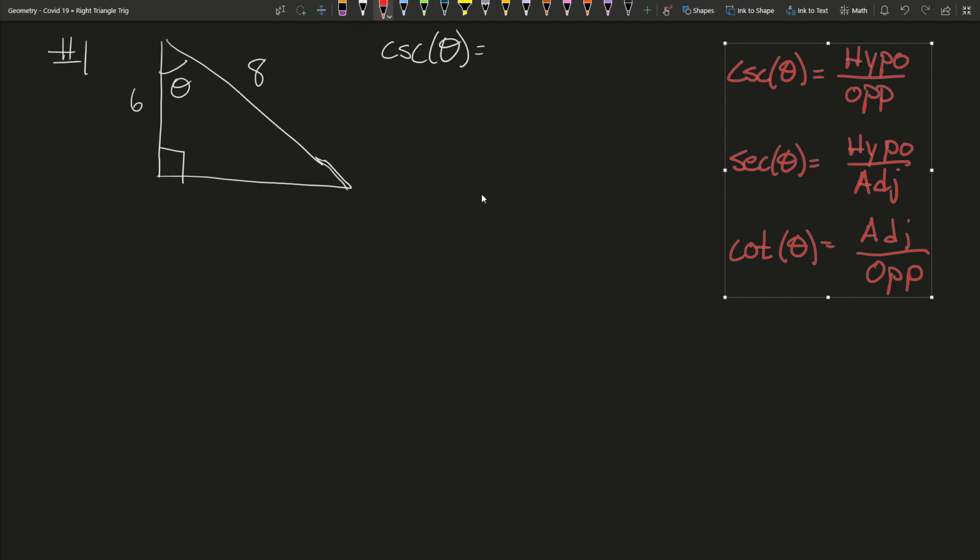All right, so if we draw a line from theta to the other side of the triangle, that's the opposite side. If we draw a line from the right angle to the other side of the triangle, that's the hypotenuse. And then the other side left, that's the adjacent.